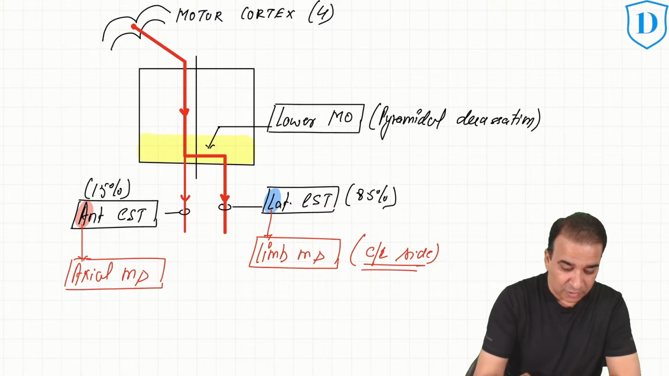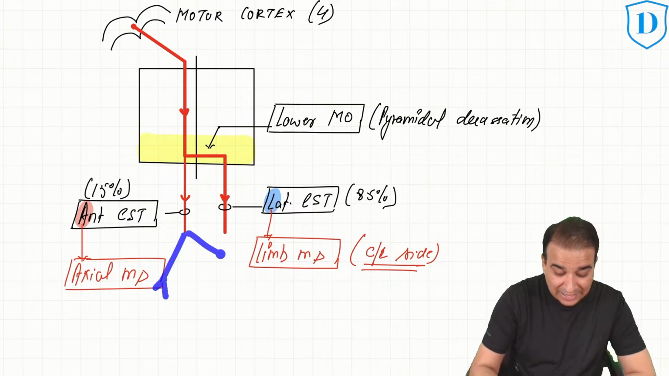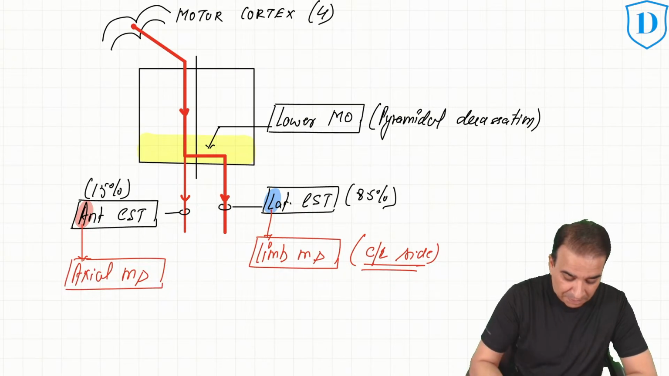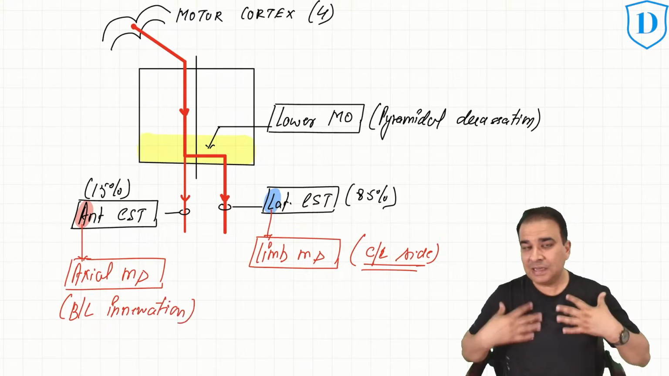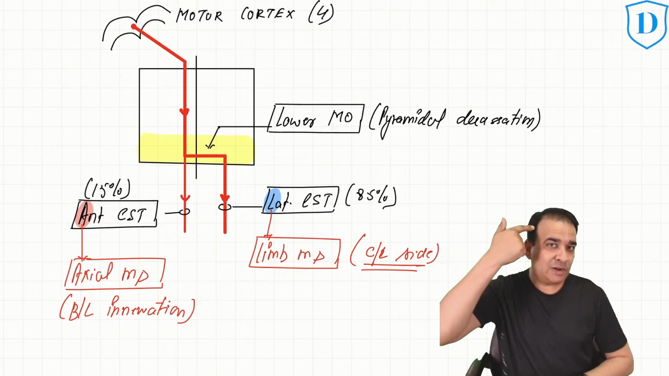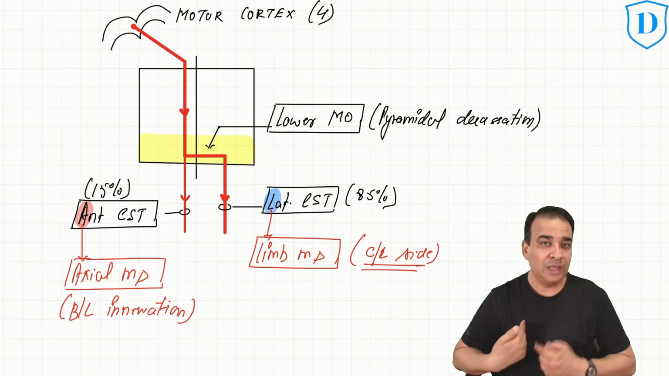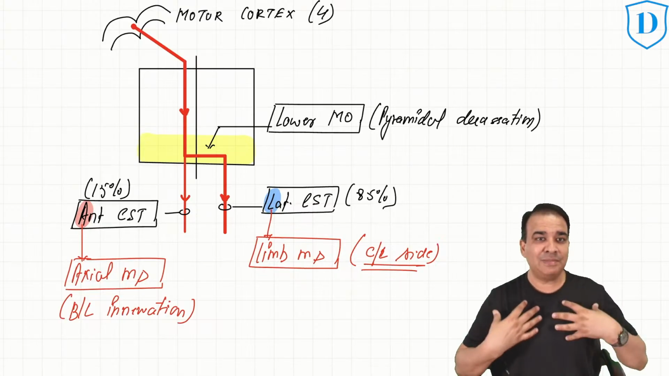What about the anterior corticospinal tract? The anterior corticospinal tract is supplying the axial muscle of the same side as well as the contralateral side. That means bilateral innervation. Bilateral innervation, guys. Your axial muscles, intercostal muscles and abdominal muscles, are supplied by both sides. That means when your anterior corticospinal tract reaches the spinal cord, it is supplying the axial muscle of the same side as well as of the opposite side. That is why axial muscles are usually spared.